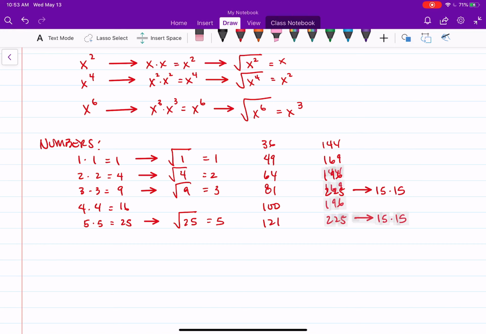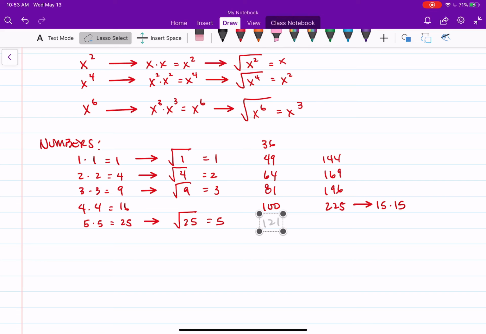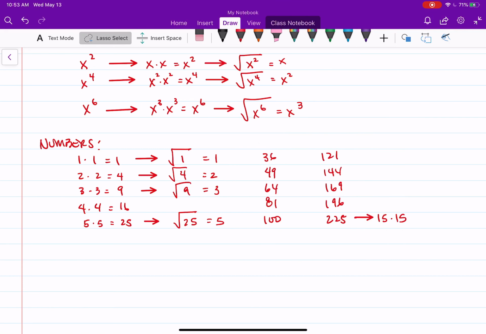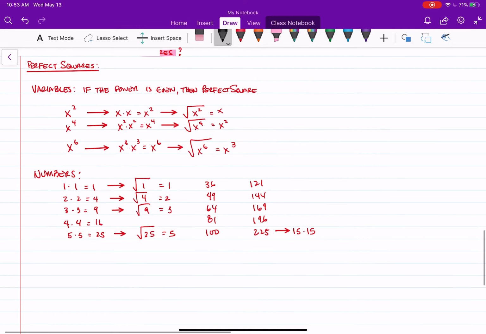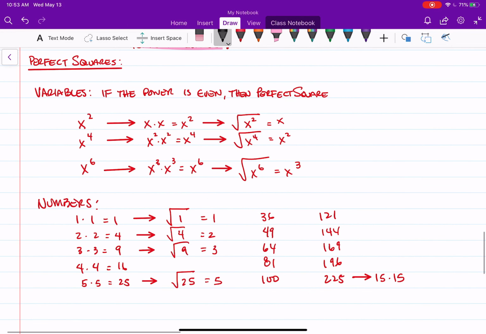You're wondering why I'm doing this. It's the neatness that I like sometimes. My writing isn't always neat, but I try to at least keep the notes a little organized. Sometimes it's hard to do. All right, so these are perfect squares.